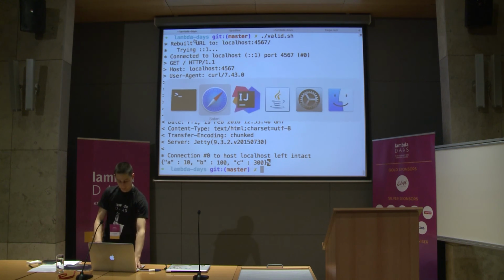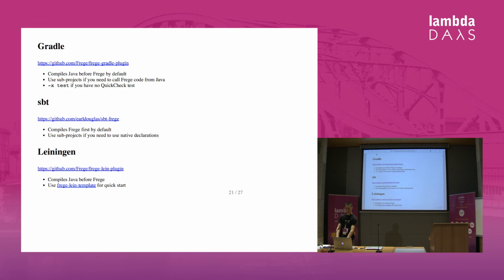And I'd like to say just a few more things. I have used this Gradle plugin, which works, and there is also an SBT plugin. There's a little difference, because Gradle compiles Java first, while SBT compiles your Frege first. But I think the best thing to do is to have separate modules and depend one on another. So I think it's the cleanest way. There's also an sbt plugin and a template for a quick start. I have used it also. It works.